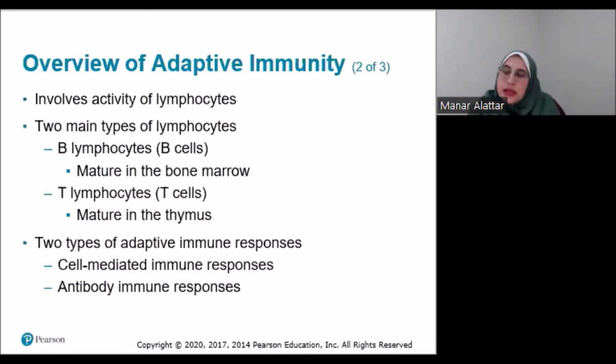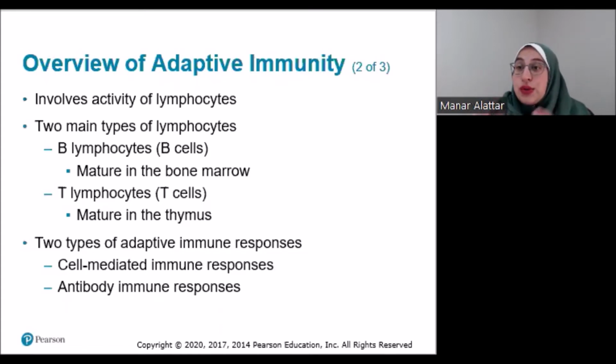So both our T cells and our B cells are made within the bone marrow, specifically in flat bones like those of our hip and our ribs. But B cells mature there, and then T cells actually need to go through another series of tests, which we're going to be talking about later on in the lecture.